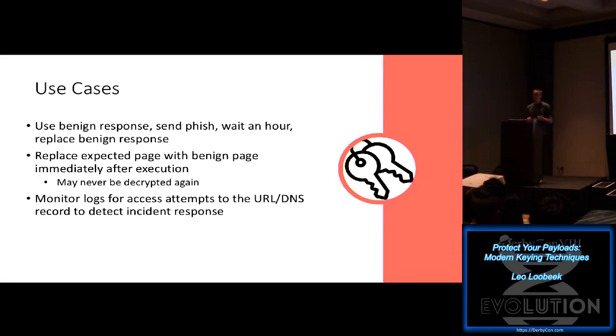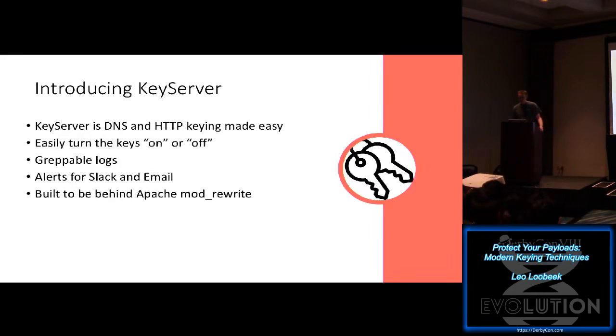The way I use it a lot is I keep the expected page up, let the payload decrypt, and immediately switch it over to the benign page. That way, if anyone else tries to execute it, it won't work. An interesting side effect is you can monitor logs for those URLs or DNS records, and if you see them being requested at a certain time, you might be able to detect incident response, or that your payloads might be executing when you're not expecting it.